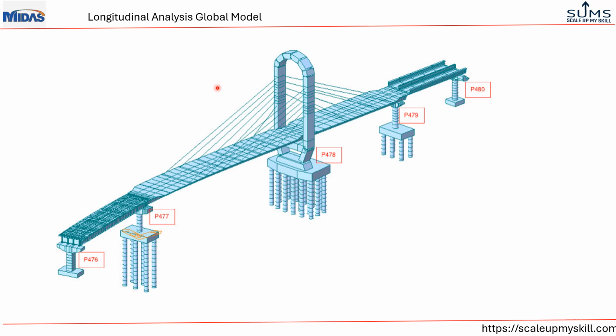This is the global model of the Schoner bridge used for longitudinal analysis. It comprises adjacent span, west approach, and the east approach, along with the cable stayed portion of the bridge. The west approach has a deck which is a steel concrete composite deck with grillage type of structures, and the east approach has a U-trough girder.